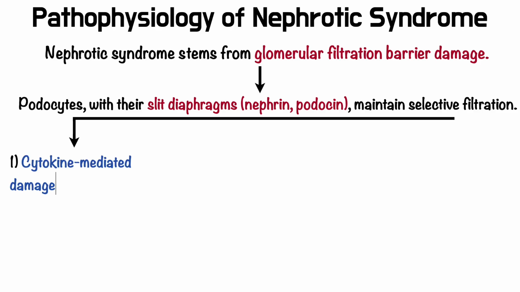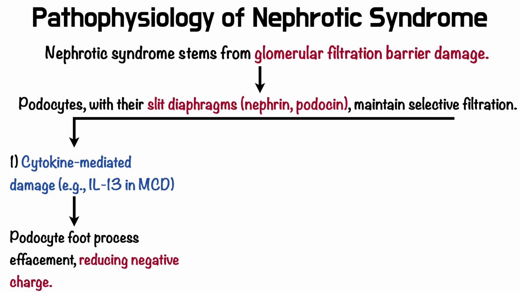The first one is cytokine-mediated damage, that is interleukin 13 in minimal change disease, and that will lead to podocyte foot process effacement, reducing negative charge. Talking about this negative charge, the glomerular membrane has negative charge, and the proteins also have negative charge. In normal cases, the negative charge of the glomerular membrane will repel the proteins, and that is how the filtration of proteins cannot happen.